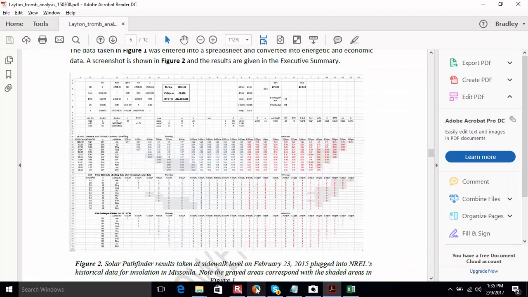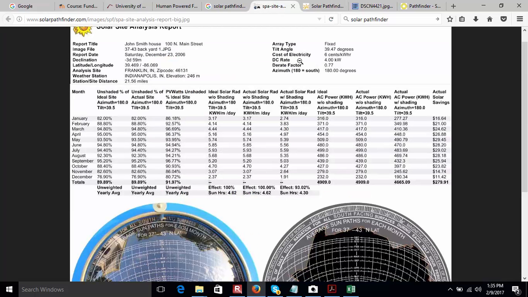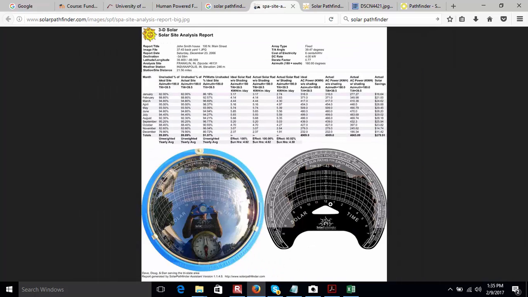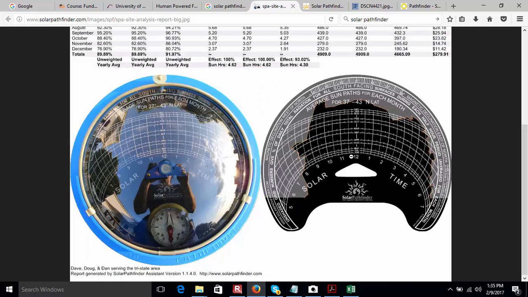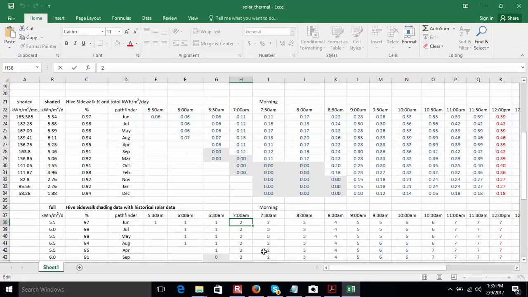Let's get back to that shot of the Solar Pathfinder. So I'm just going in and copying all the numbers. There's a 7, there's a 6, 5, 4, 3, et cetera, into the spreadsheet. And then each one of those comes back as a percentage.